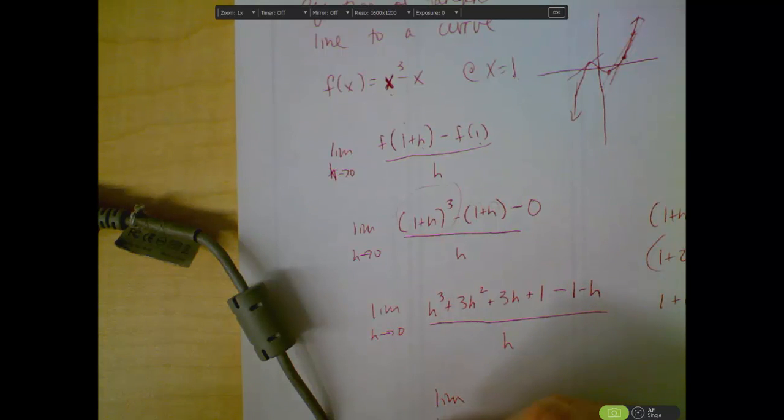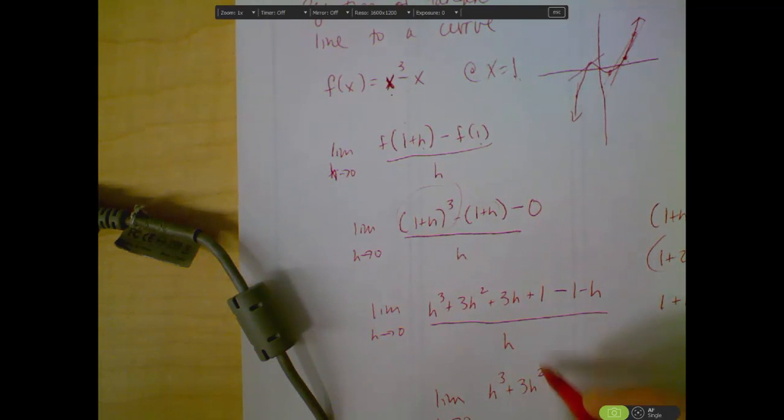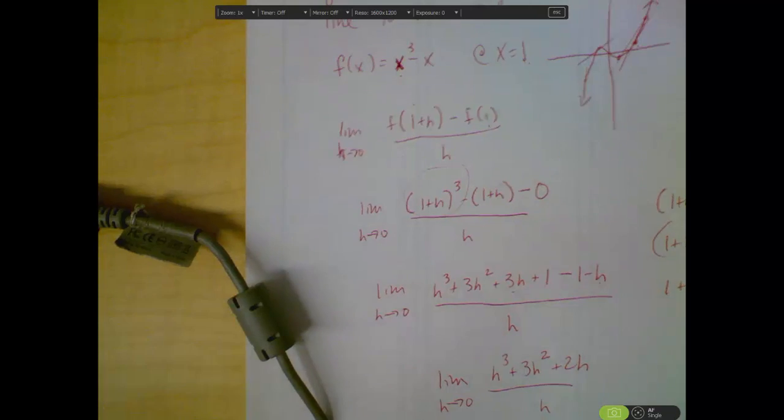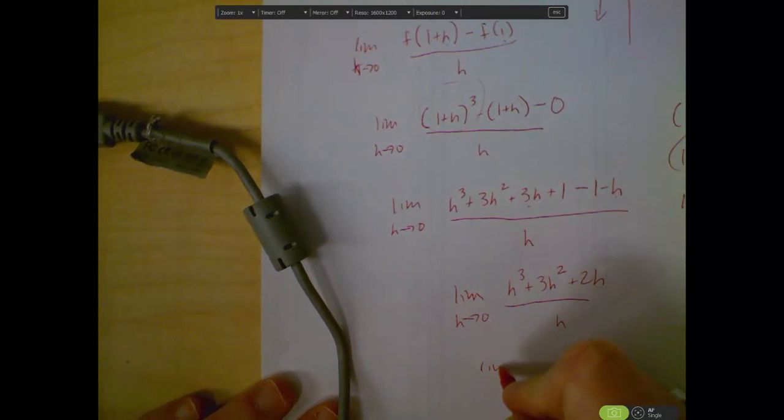And now simplify. Combine like terms. I have h cubed plus 3h squared. 3h minus h is plus 2h, and 1 minus 1 is 0, all over h. Factor out an h.